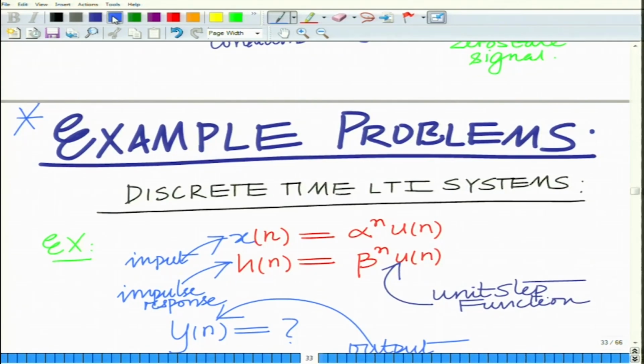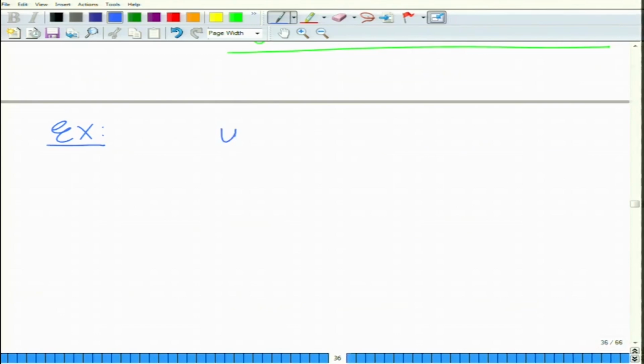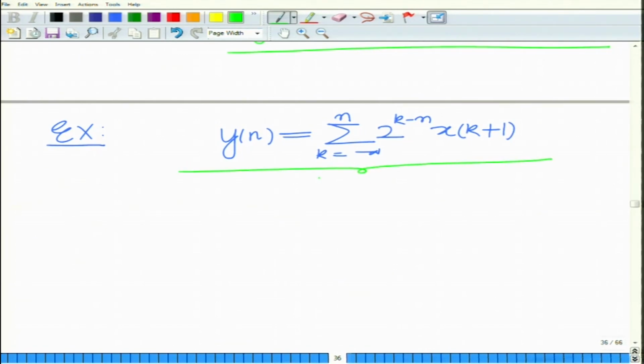So, let us now consider another example. The output y[n] is given in terms of the input x[n] as the summation of 2 raised to the power k minus n, times x[k plus 1]. So, we want to ask the question, is this a causal system?